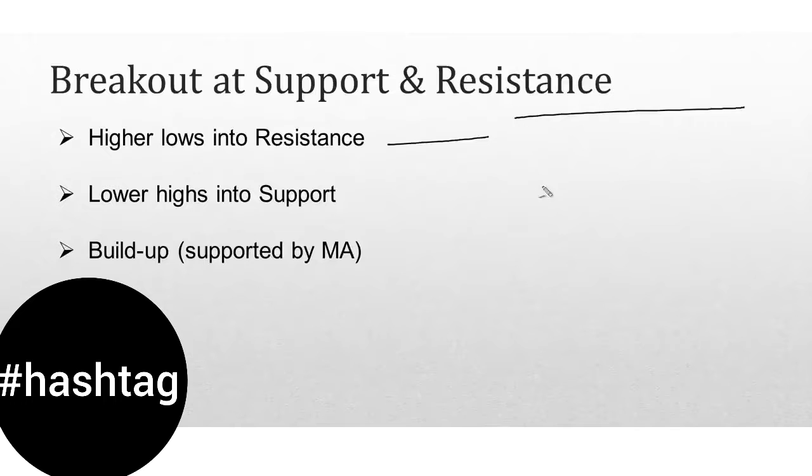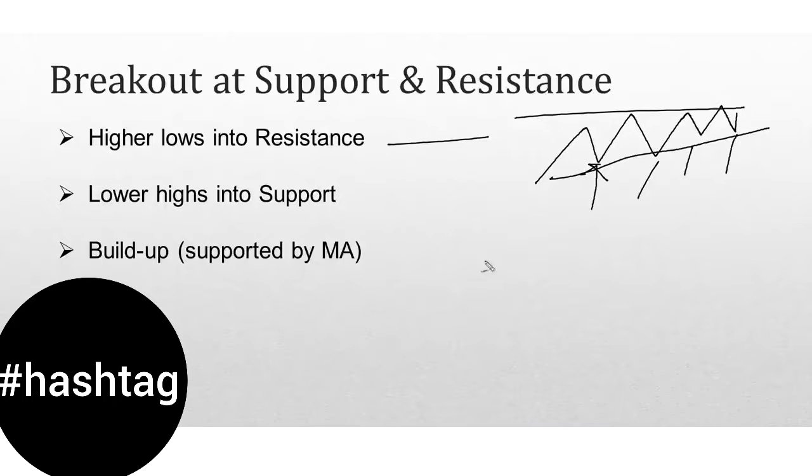Let me just cover each one from the theory aspect. Higher lows into resistance is something like this. Okay, typically you can see that the price looks somewhat like an ascending triangle. This is significant because it's telling you that the buyers are willing to buy at these higher prices, higher prices, and higher prices.